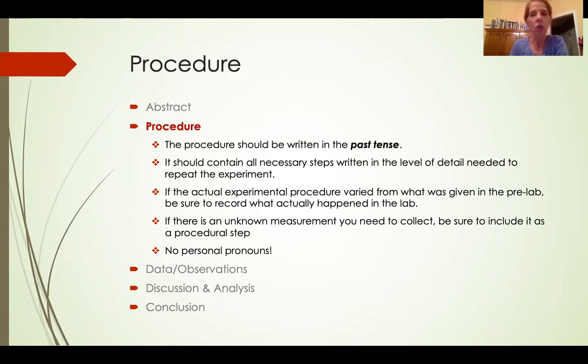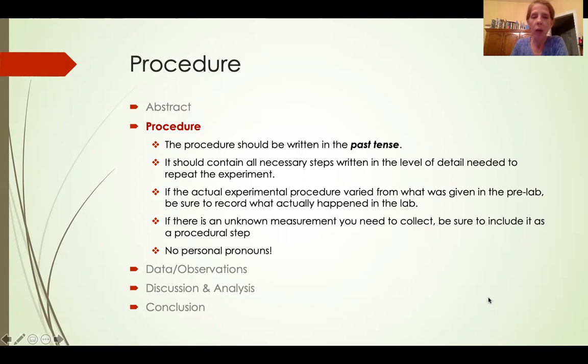So if there's any changes, make sure you note those changes as part of your procedure. If there's any unknown data that you collected, again, make sure you include that as procedural steps. And again, no personal pronouns. Okay, so that's an overview of the procedure.